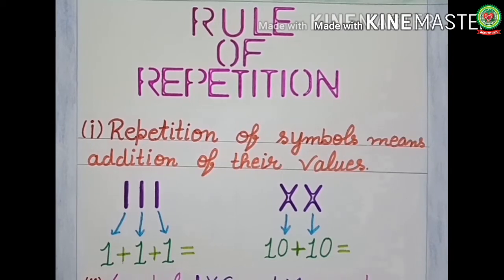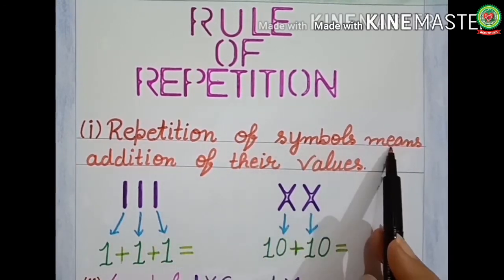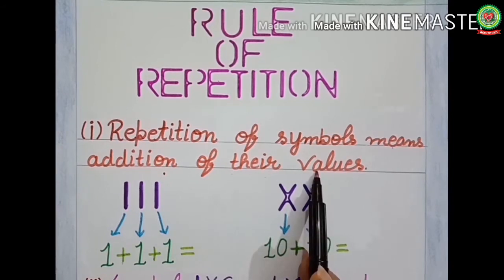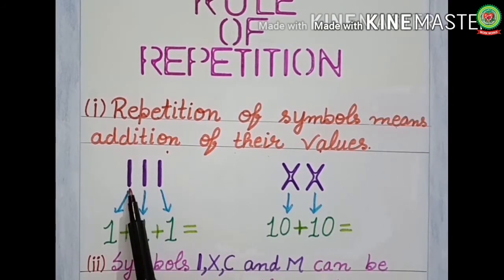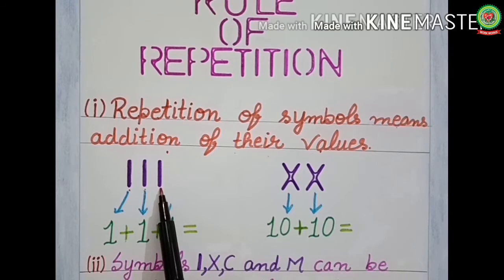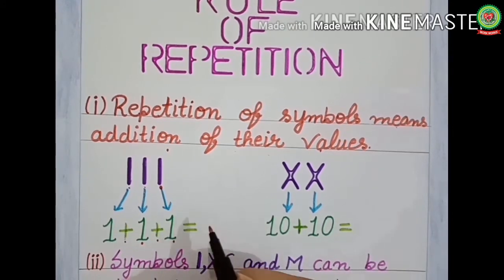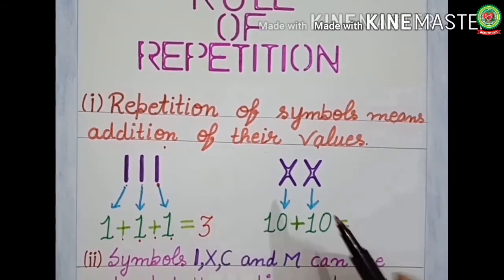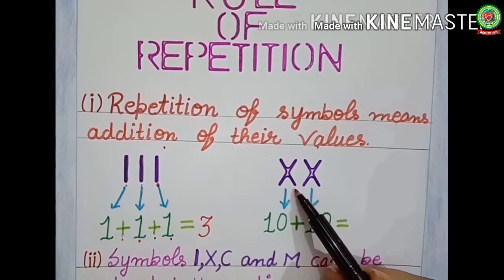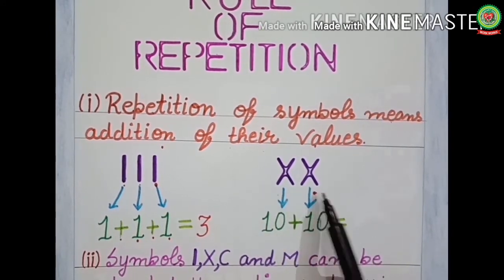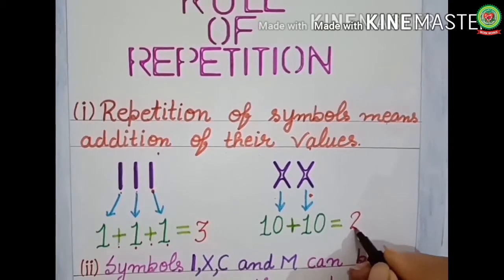Let us discuss the rule of repetition. Point 1. Repetition of symbols means addition of their values. For example, III. I has a value 1, and here I is repeating 3 times. So 1 plus 1 plus 1 is equal to 3. Let us take one more example. XX. Here X has value 10 and X is repeating 2 times. So 10 plus 10 is equal to 20.